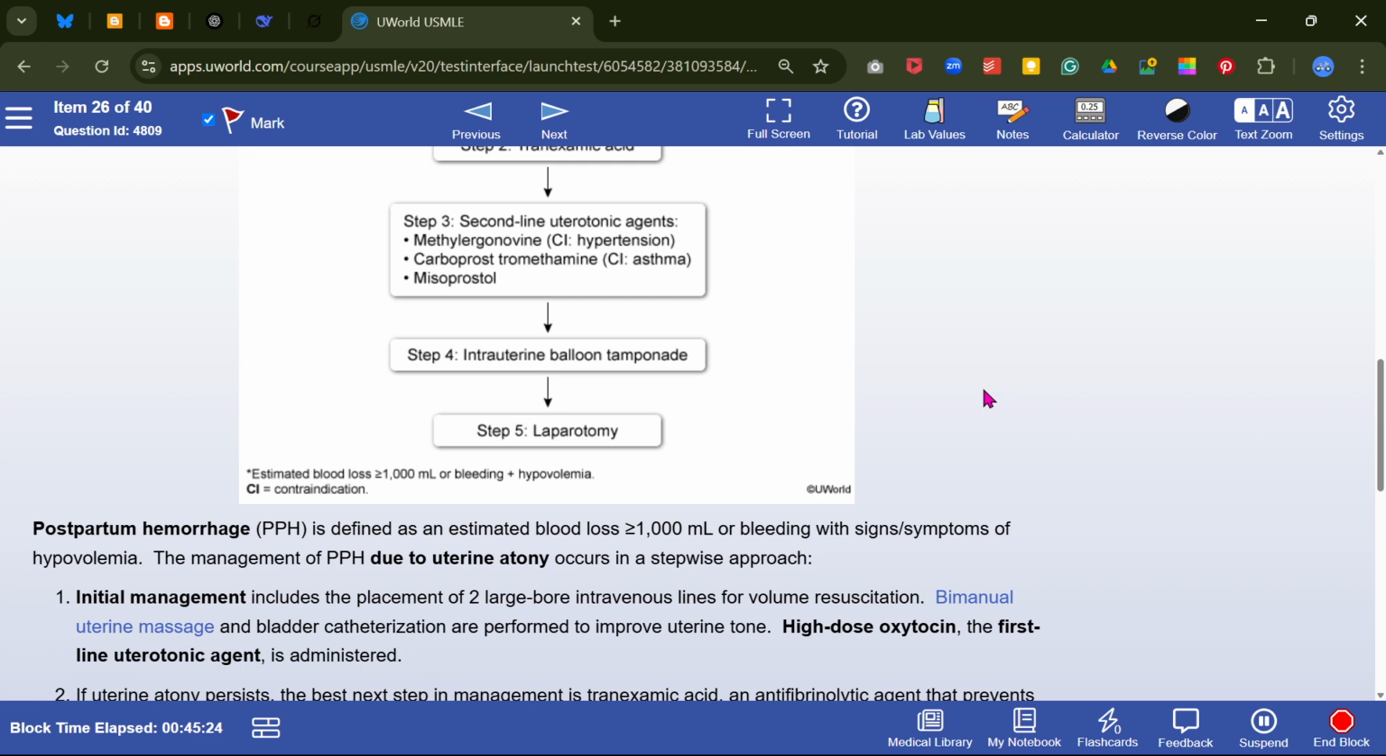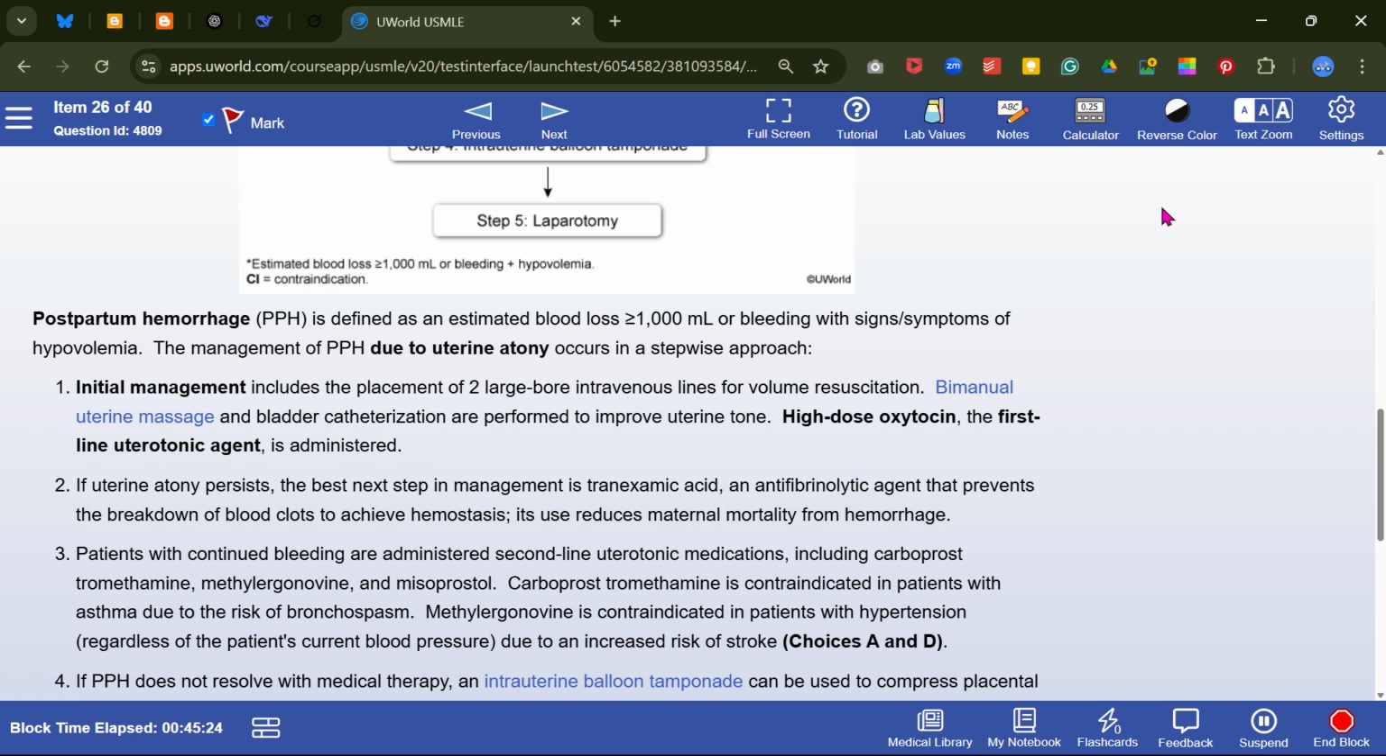So postpartum hemorrhage is defined as estimated blood loss more than 1000 ml or bleeding with signs or symptoms of hypovolemia. The management of PPH due to uterine atony occurs in a stepwise approach. Initial management includes the placement of two large bore IV lines for volume resuscitation, bimanual uterine massage, and bladder catheterization to improve uterine tone. High-dose oxytocin, the first-line uterotonic agent, is administered if uterine atony persists.